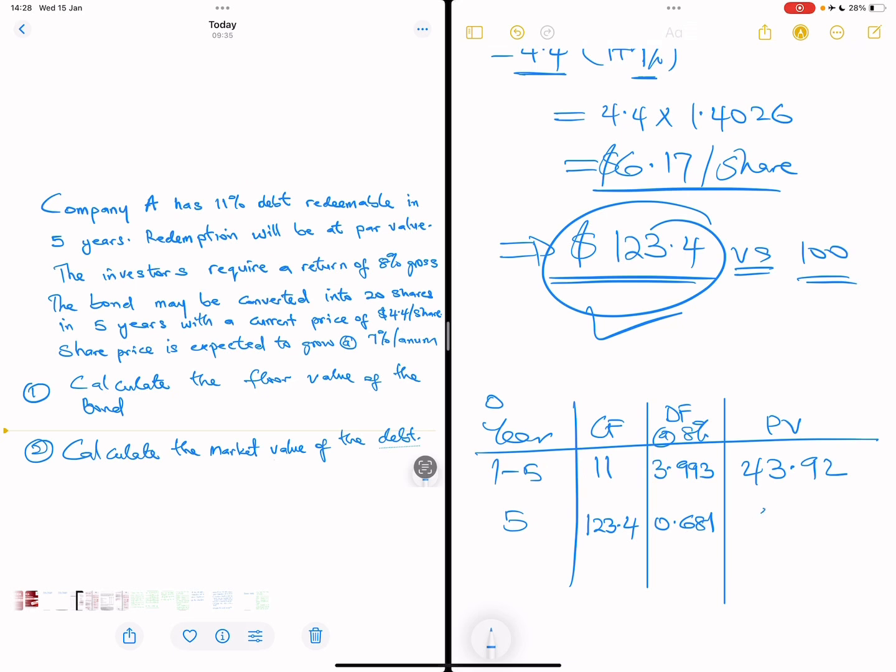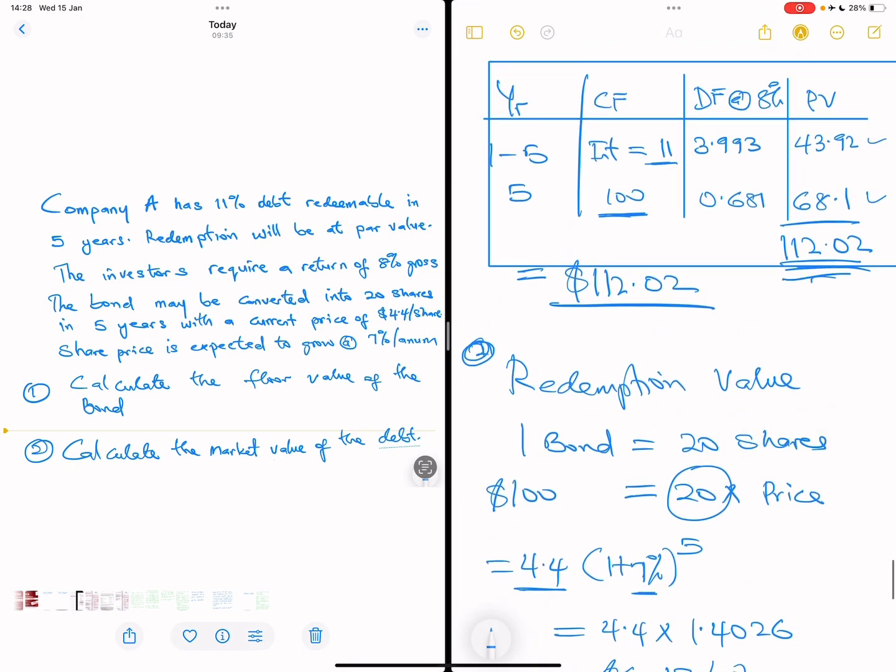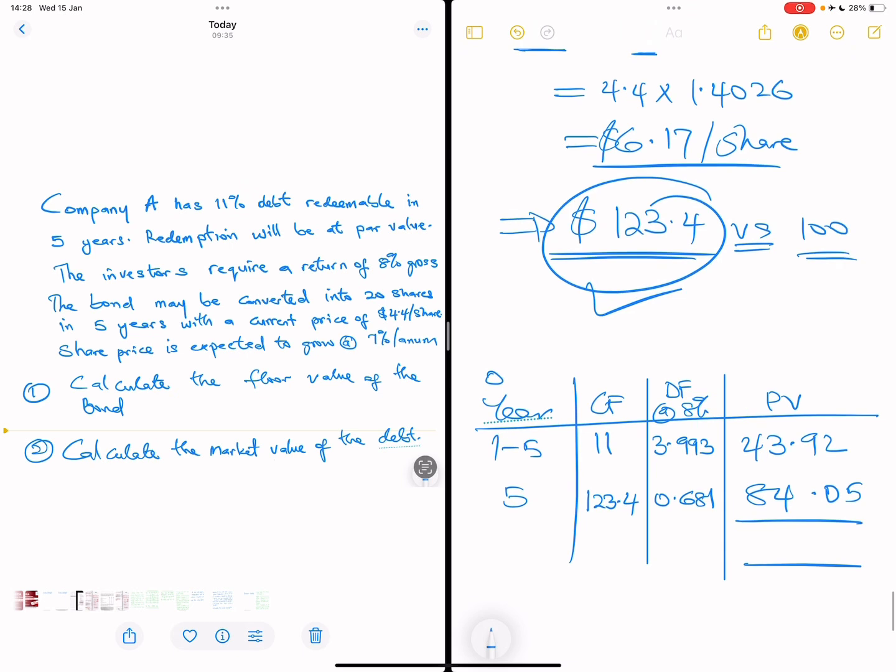However, the second one will be different, and that's 84.05. So you can see it's a similar approach to what we've done here. So we'll add everything together. So 43.92 plus 84.05 gives 127.97.